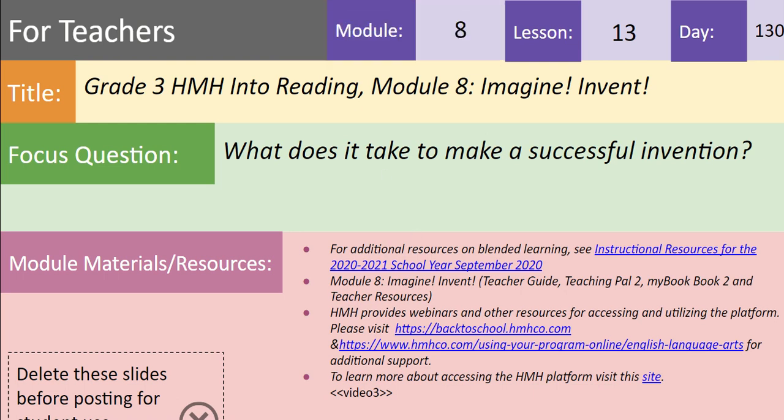Hi readers, this is Ms. Puzio, and in today's student-facing lesson, we are going to be focusing on what does it take to make a successful invention. We are in Module 8, Lesson 13.